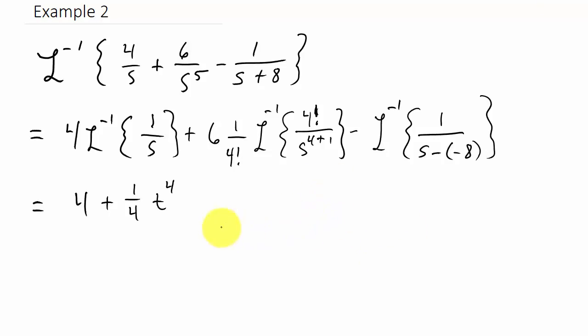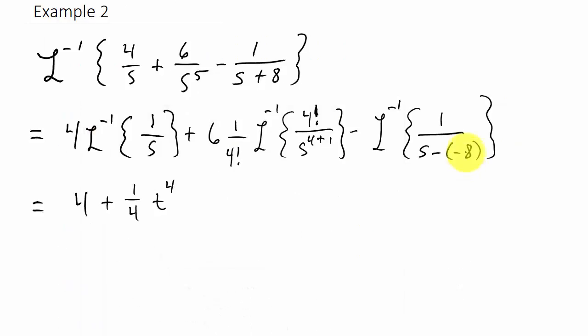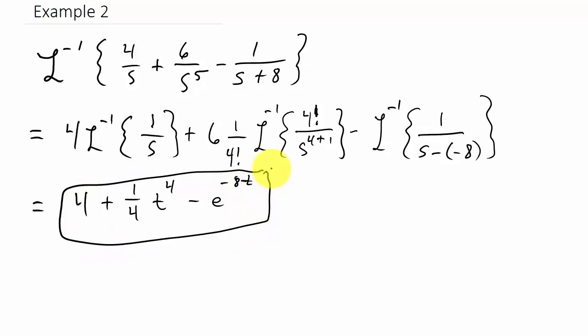Alright, so now this last one here, that's in this form, so that's e to the at, and in our problem, a is negative 8, so that's minus e to the negative 8t, and this would be our answer.